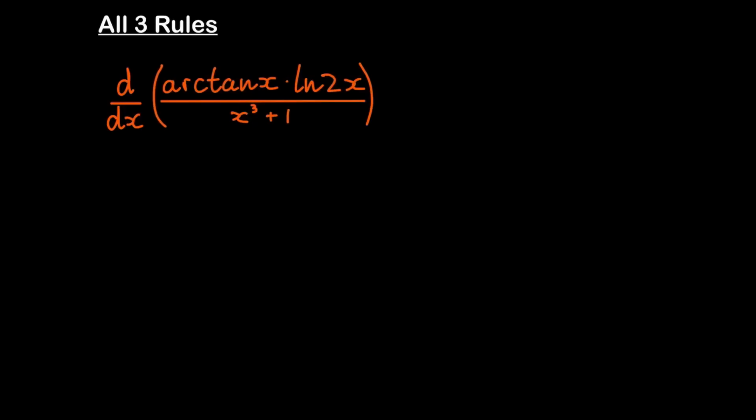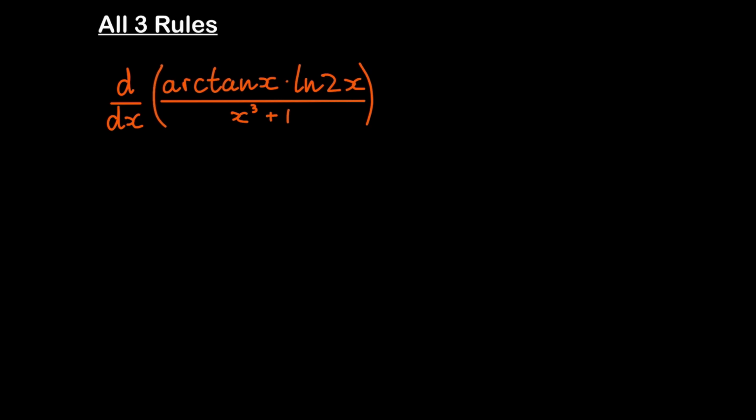The final example that contains all these 3 rules in one is as shown on screen. It's the derivative of arctan of x times by the natural log of 2x all over x cubed plus 1. So first of all, I noticed that this is going to need the quotient rule, because there's a fraction with functions in the denominator and in the numerator. And I also know that this is going to need the product rule, because we have a function times by another function. And I also know that this is going to use the chain rule, because I have a function nested within this natural log, which is 2x.